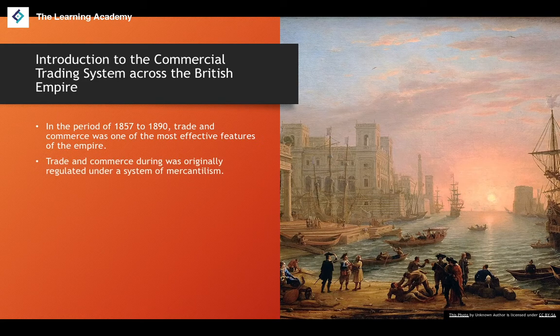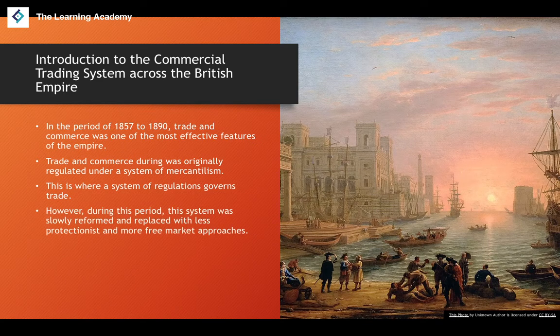So trade and commerce was originally regulated under a system which we call mercantilism or mercantile capitalism. This was really a system where regulations would govern the trading system, the way in which trade operates. And this system was slowly reformed with a less protectionist and more free market approach within the British Empire. Protectionism is the economic policy of using trade barriers and trade restrictions to protect maybe the internal product and internal economic prosperity of certain groups of people, specifically, for example, within Britain.